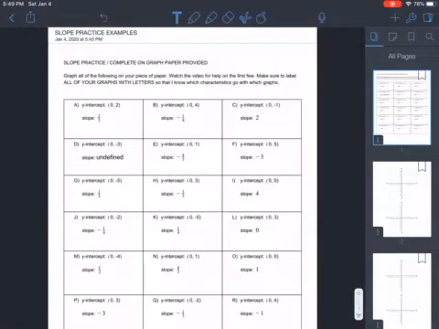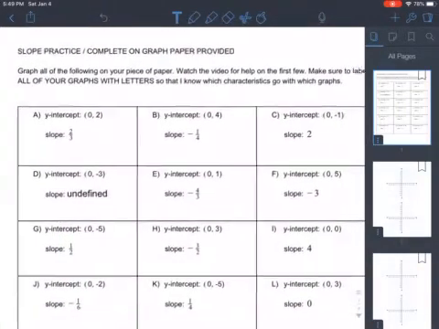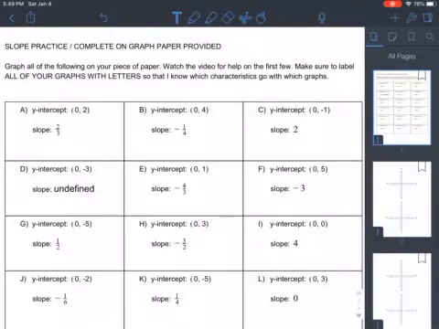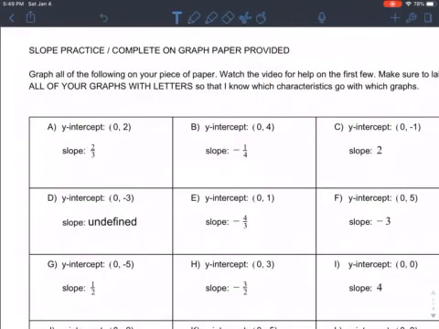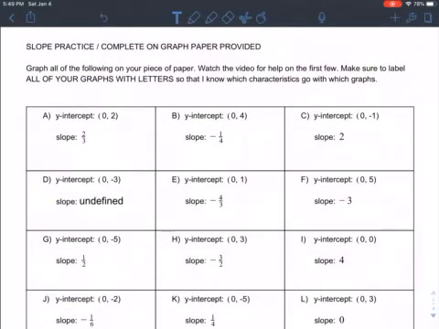Okay guys, so this is the slope practice assignment. Everybody should have a piece of graph paper. You will be using that piece of graph paper to graph all of these lines. So graph all the following on your piece of paper. Watch the video for help on the first few.